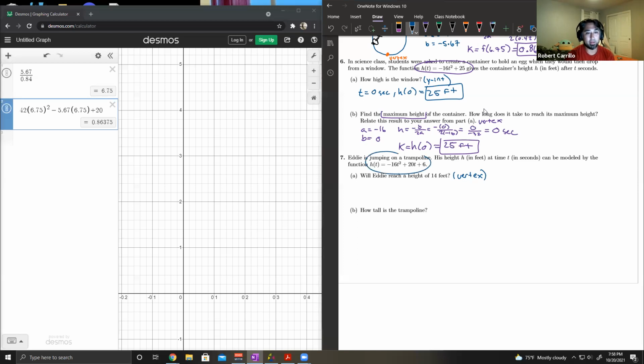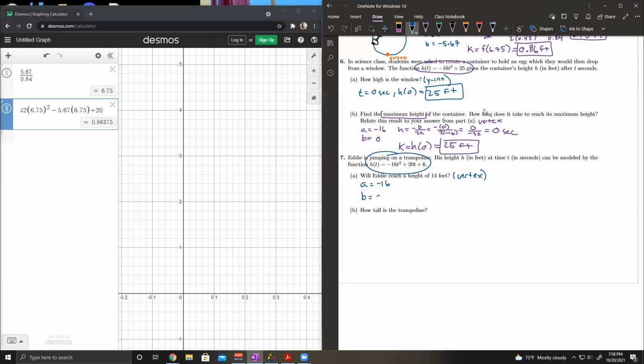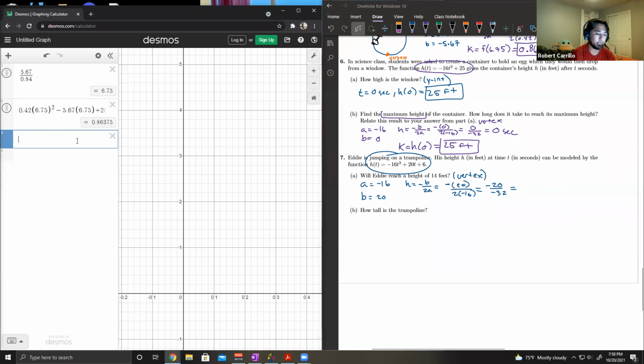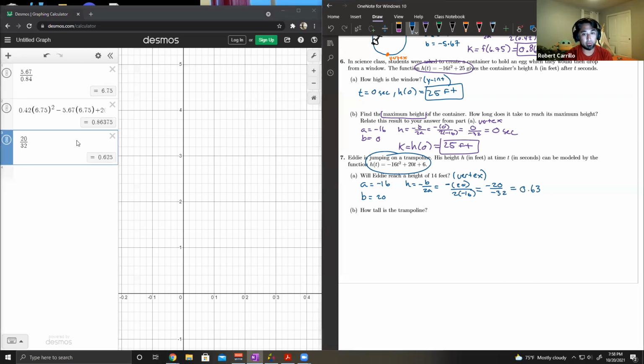Looking at this equation, what is the value of A? Negative 16. What's the value of B? 20. Now H is negative B over 2A, so you get negative 20 over 2 times negative 16. That gives me negative 20 over negative 32. Negative over negative makes positive, so we just do 20 over 32. What this is saying is that Eddie will reach his max height in 0.63 seconds.